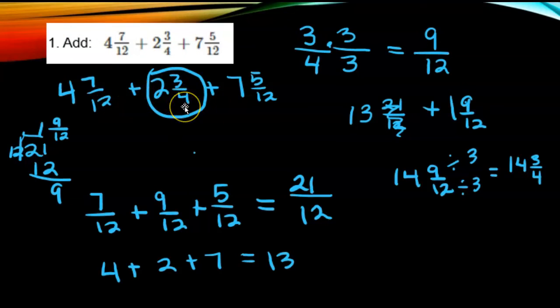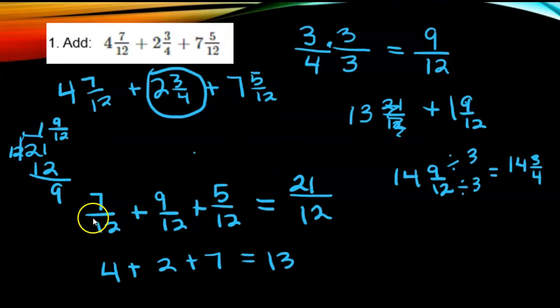2 3/4. To change that 2 3/4 to have a denominator of 12, we have to find our copycat fraction to multiply both the numerator and the denominator by to get 12. So in this case it is 3. 3 times 3 is 9, 4 times 3 is 12. So now we have our copycat fraction, or our equivalent fraction, of 9/12.